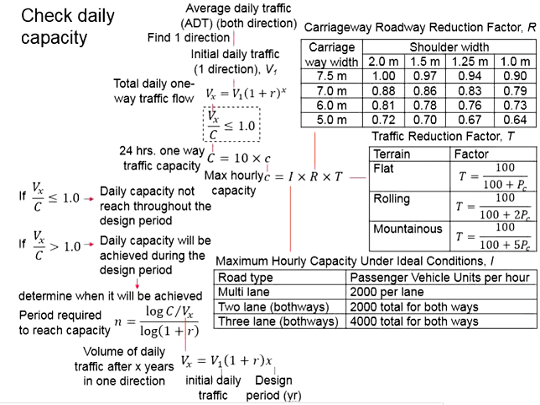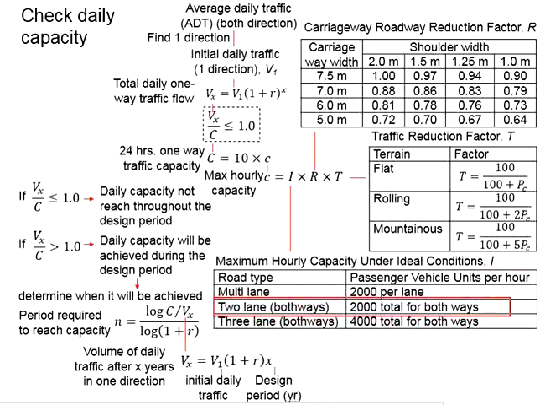Now let us look into the components of the maximum hourly capacity, c. I represents the maximum hourly capacity under the ideal conditions. The capacity is governed by the road type. We have 2 lanes in both ways, 3 lanes both ways, and multi-lanes. And the passenger car units per hour is given here.